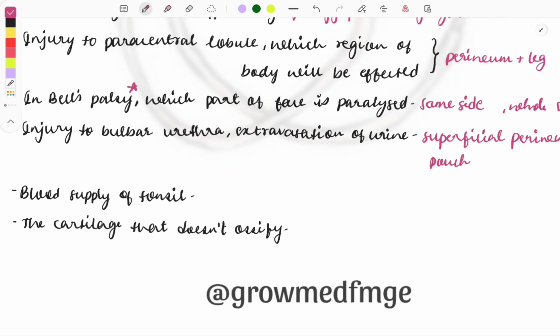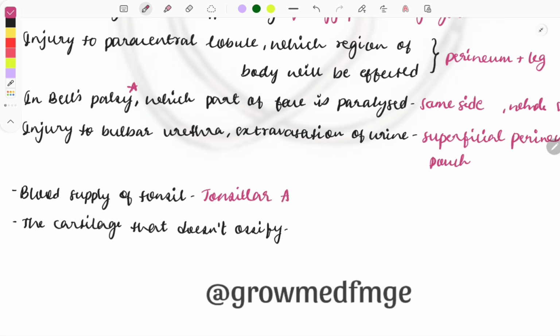I would suggest that whenever a question is asked from a topic, like Bell's palsy, read all the points related to Bell's palsy instead of just reading that question. If the examiner tries to confuse you or changes the pattern of the question, you can easily solve it. So always prefer doing the topics rather than the MCQs. Then, blood supply to the tonsil: the main artery supplying the tonsil is the tonsillar artery. Quite an easy one-liner, and from the options you can easily rule it out.